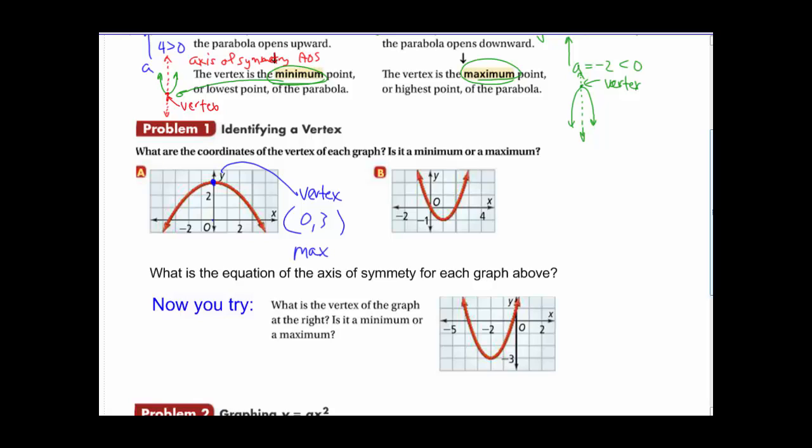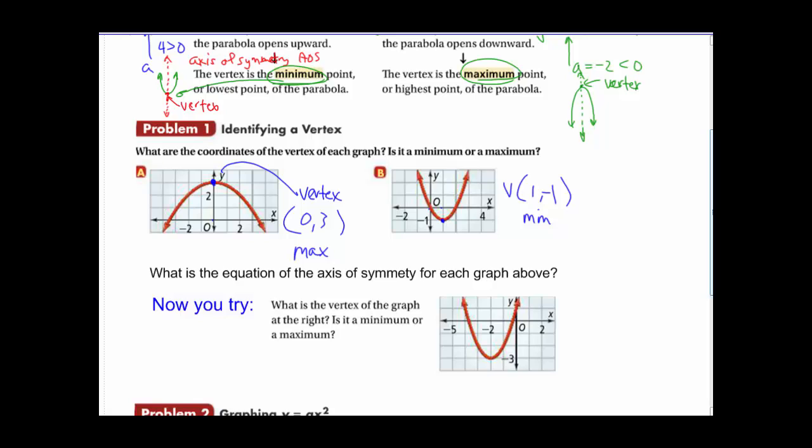On B, we notice it's opening upward, so the vertex is down here. It is the lowest point, so we know we have a minimum. The vertex goes through 0, 0, so if we go over 1 and down 1, we have 1, negative 1 as the vertex, and it is a minimum.